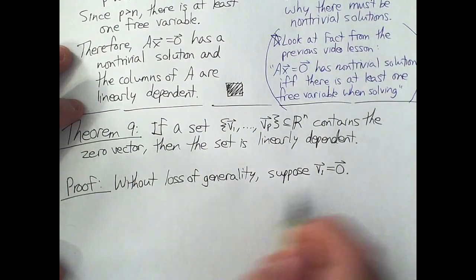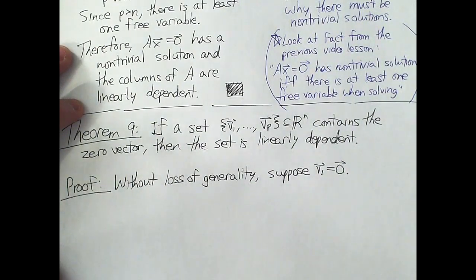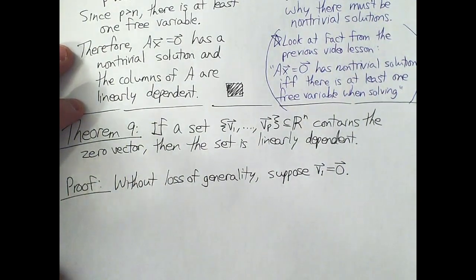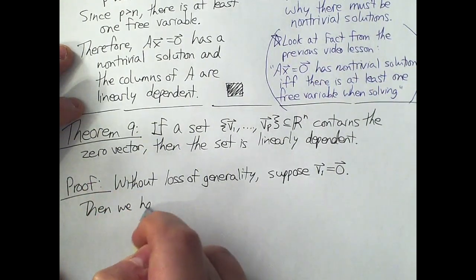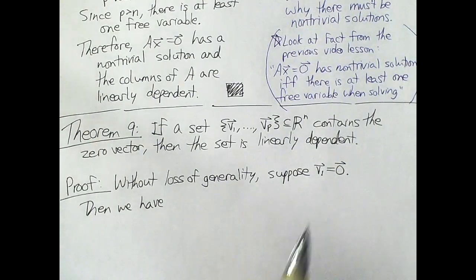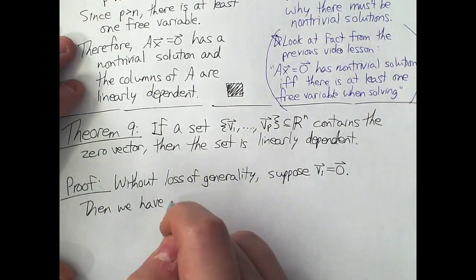Okay? Otherwise, relabel the vectors so that V1 is the 0 vector. All right, then I'm going to show you that this set is linearly dependent. And in order to show you that it's linearly dependent, all I have to do is show you a linear dependence relation. How about this?